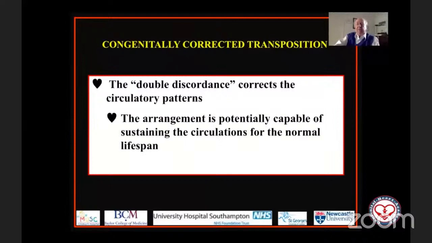So potentially, these patients, these individuals, can live a full life. And indeed, genetically corrected transposition has been discovered as a chance event in autopsies of patients at the age of 90 years. And that means that in that setting, the ventricular septum will have been intact. So now Diane is going to show you the features of congenitally corrected transposition with intact ventricular septum.